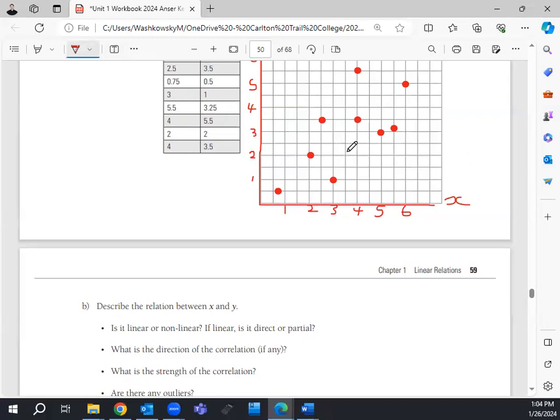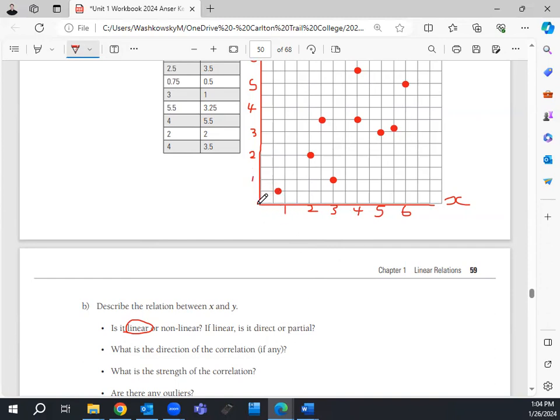We'll say yes. You'd say linear, sorry. So yes, it looks like it is a little bit of a linear correlation here, right? It looks like the further to the right we go, the higher up we go. The further to the left we are, the further down we are. So it looks like there is a linear correlation there. And then does this look like it would be direct or partial?